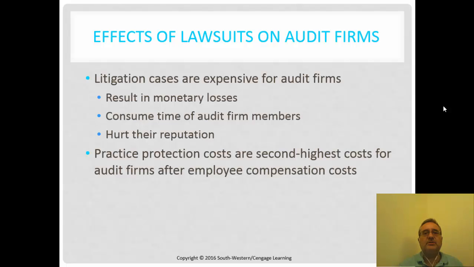The effects of a lawsuit on an audit firm can be tremendous. Litigation cases are expensive for the audit firm. They result in monetary loss. They may consume time of audit firm members and hurt their reputation. So even if we win the case, it's very possible that the effect on the organization is going to be detrimental. You notice this, the practice protection costs are the second highest cost for the audit firm after employee compensation expenses.